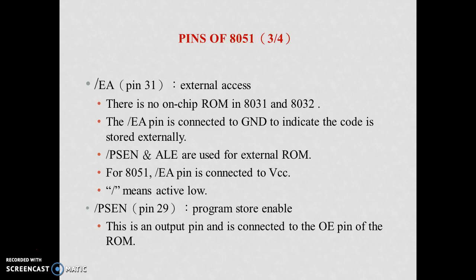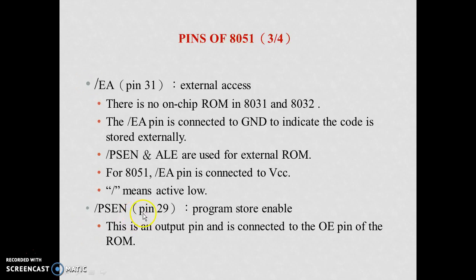Similarly, see this EA bar pin, it is the external access pin, pin number 31. Whenever there is a need of external memory, it is required. So for 8031, 8032, it is required, as they don't have any ROM. So EA bar pin is connected to ground to indicate the code is stored in the external memory. These are the older versions of 8051. For the newer version of 8051, we don't require this EA bar pin, so it is generally connected to VCC. It is an active low pin.